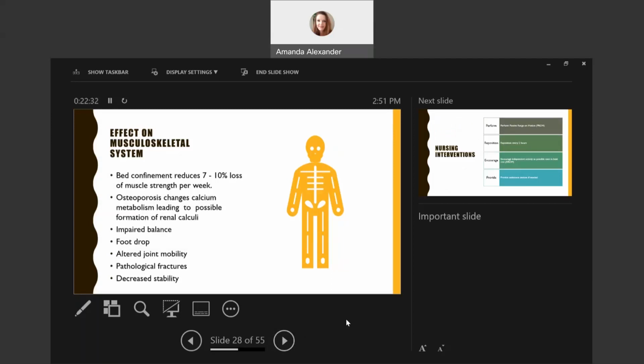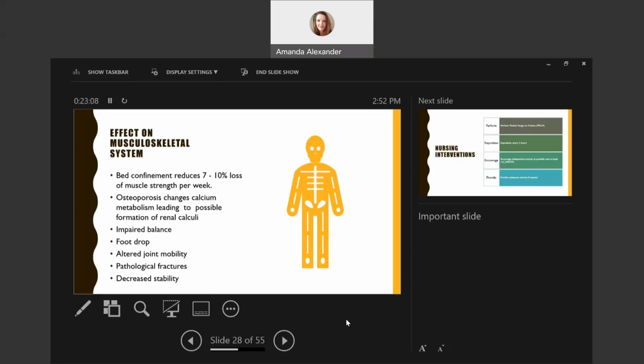Effect on the musculoskeletal system. So we're going to talk about bed confinement. Bed confinement reduces muscle mass by 7 to 10% per week. Osteoporosis changes can occur, leading to possible formation of renal calculi. So basically what happens is the bone starts to be reabsorbed into the bloodstream and filtered through the kidney, causing renal calculi. Impaired balance can occur due to weakness.